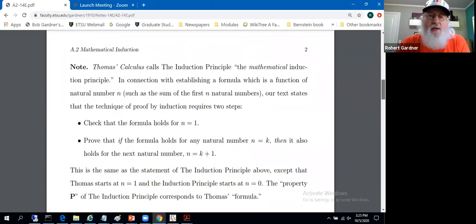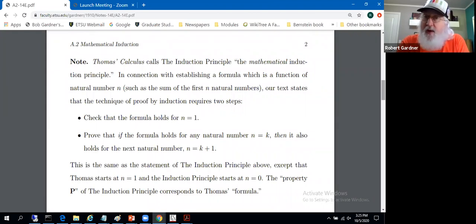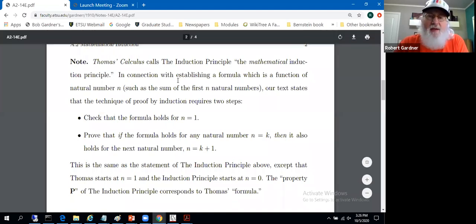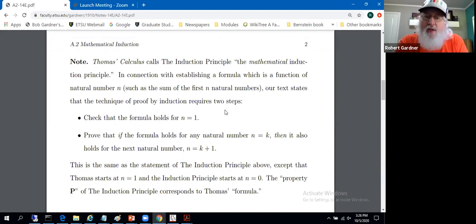Now this is stated in Thomas's calculus as follows. First, it's called the mathematical induction principle. Mathematical induction is the title of this appendix. And the property mentioned above is really formulas, so Thomas states this in terms of formulas. It could be something a little more involved than a formula. It could be claiming the existence of certain mathematical structures involving parameter n. So it could be more involved than a formula, but we only need it to deal with establishing certain formulas.